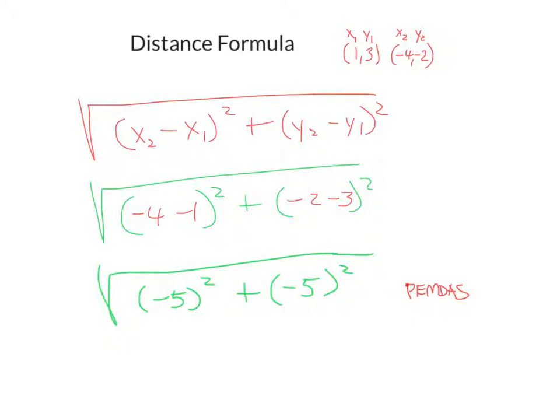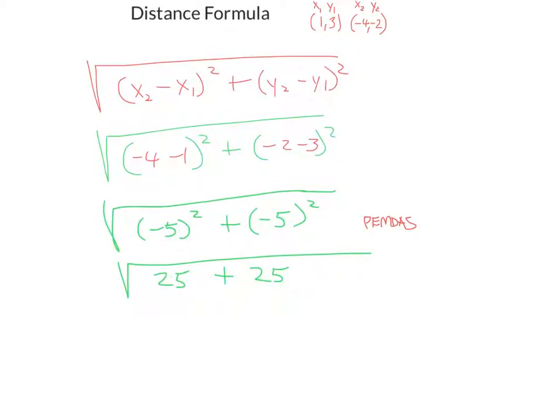Okay, now that we simplified stuff inside parentheses, we've satisfied the P in PEMDAS. Now we're moving on to the E, which says apply any exponents. If you have exponents, apply them now, right? So we still have this huge square root symbol. We have negative 5 squared, which is 25, and then negative 5 squared, which is 25. And then on the next line, we will very clearly see that that is, of course, radical 50, or the square root of 50.